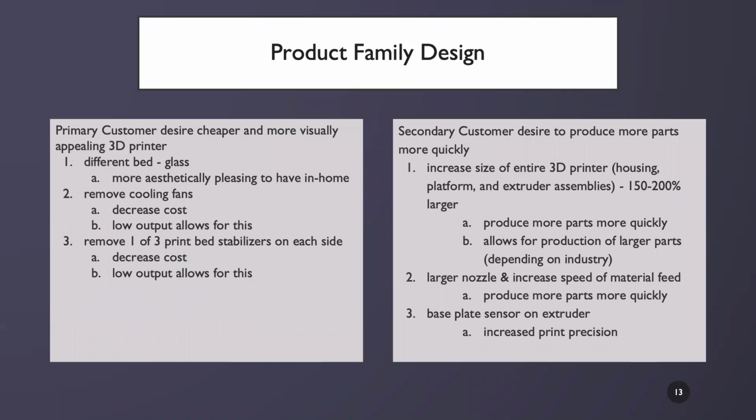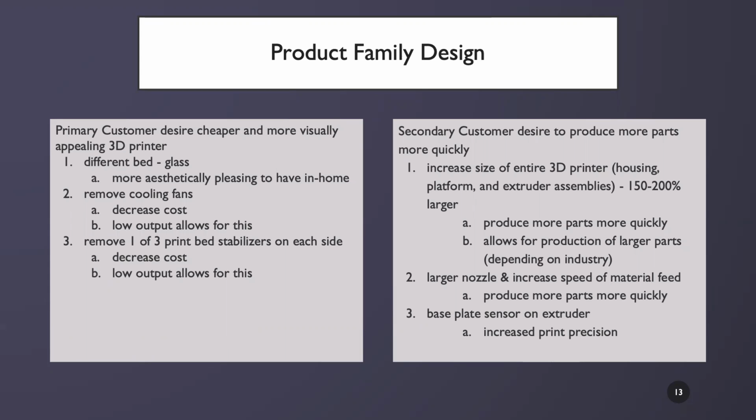The product family design is shown on the slide. The primary customer desires a cheaper and more visually appealing 3D printer. So we are making changes to a different printer bed or extruder plate and making that glass because it's more aesthetically pleasing to have in the home. Removing cooling fans to decrease cost, as low output allows for this. And removing at least one of the 3 print bed stabilizers on each side to decrease cost, and again, low output of parts allows for this.